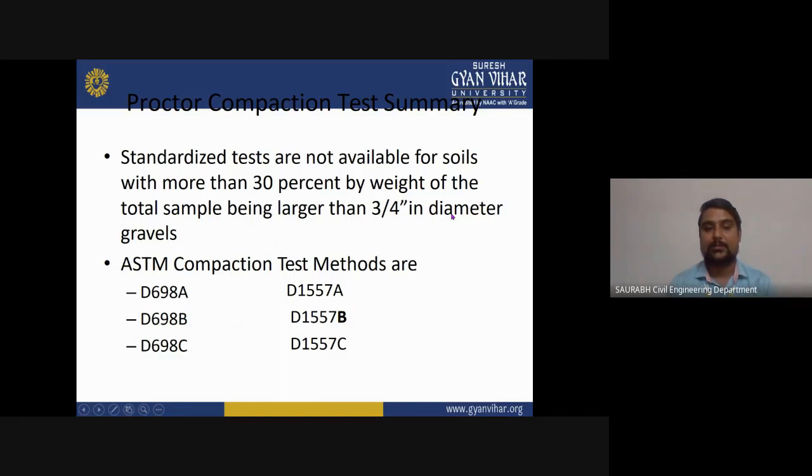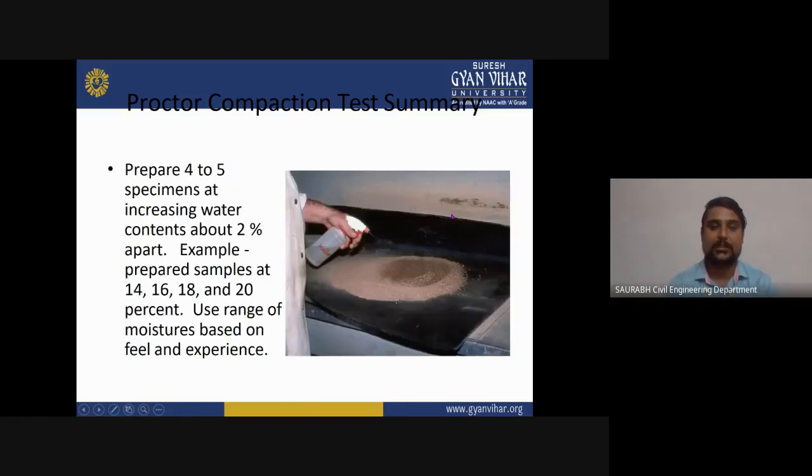ASTM compaction test methods are also given here, which are mentioned here. There are 6 methods of ASTM compaction test.